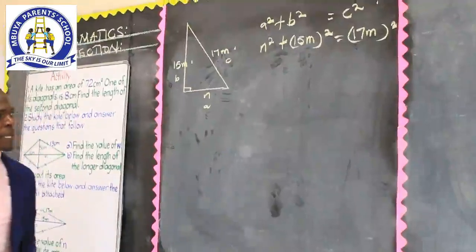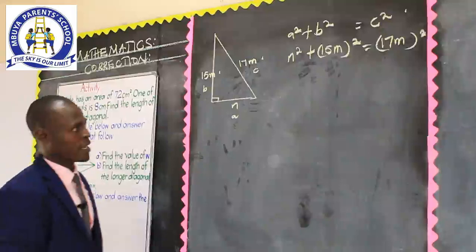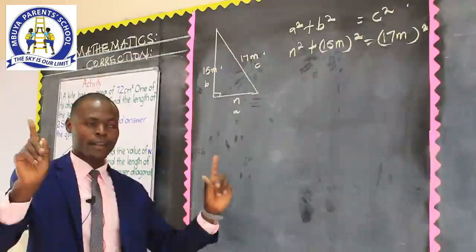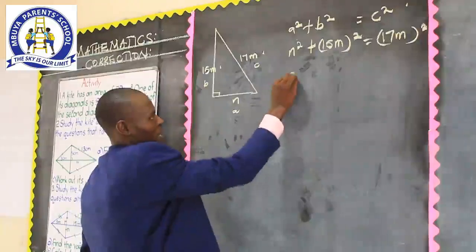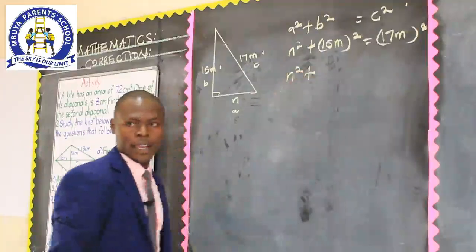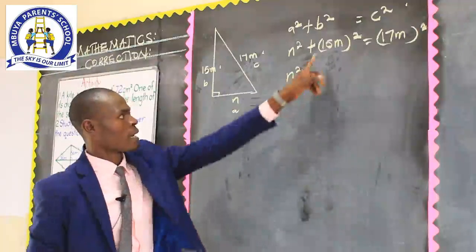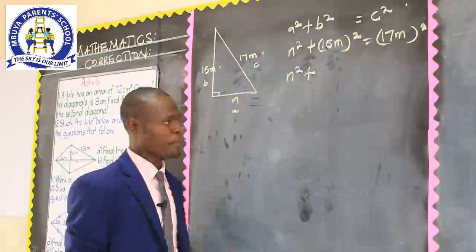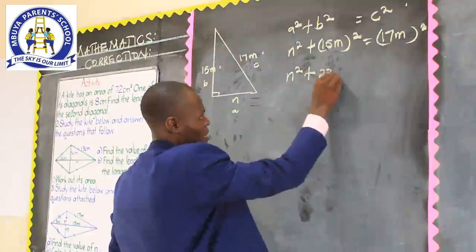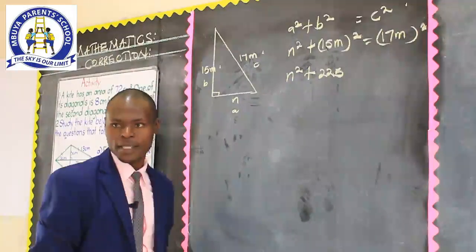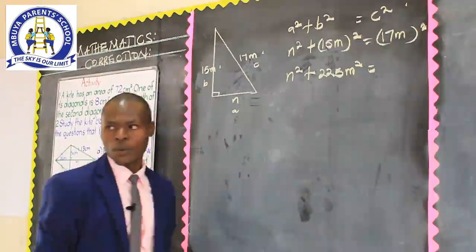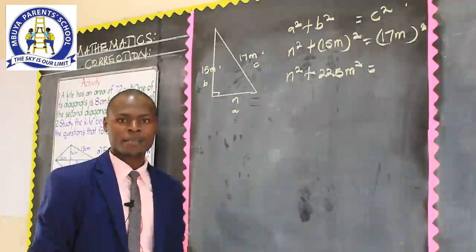Hope you're all moving with me. I really love it. Having substituted in, we now go ahead and expand. Let's expand together. This one remains n squared, plus 15 times 15. That will give us 225 meters squared. And 17 times 17 will give us the square of C.